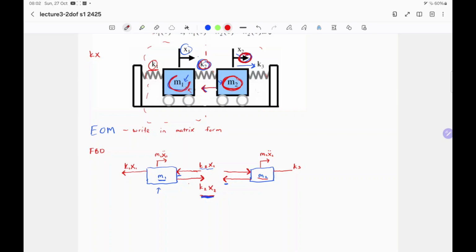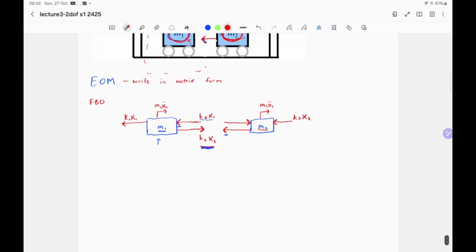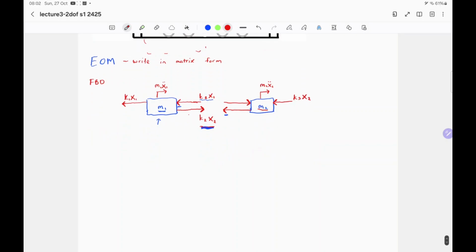And the last one is k3 x2. So for k3 x2, we know that mass 2, the x2, is moving to the right, so the spring force k3 x2 will move to the left hand side because it's the opposite direction. So now once we're done with the free body diagram, we write the equation of motion.